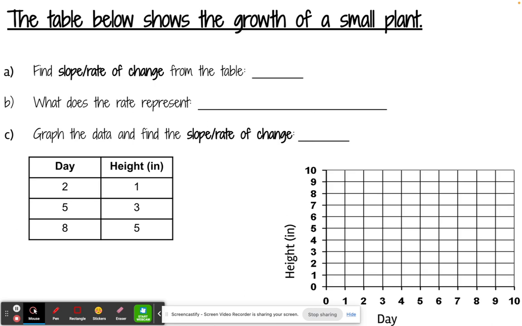So let's take a look at this table. Remember to find slope from a table, you can see how much our y value changes. In this case, it is 2. And how much our x value changes. In this case, it is 3. So my slope or rate of change is going to be 2 over 3.